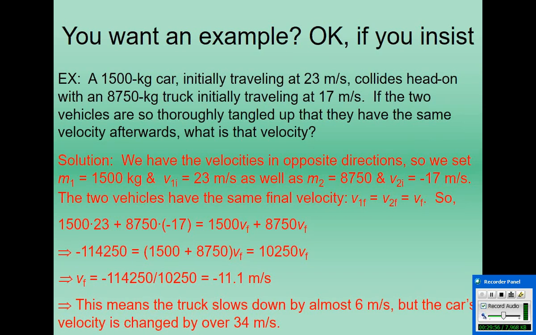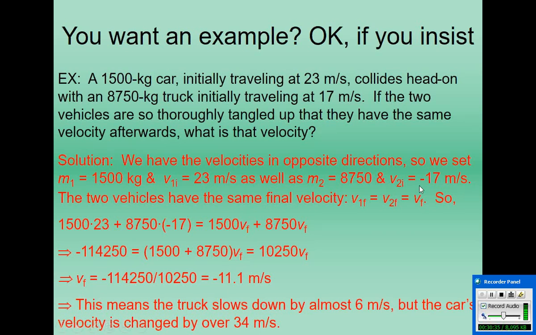And the final velocity should make some sense. We have a car of 1,500 kilograms crashing into a truck of 8,750 kilograms. The truck is almost 6 times more massive than the car. And so the truck's velocity is not going to change as much as the car's velocity. Both of them will have the same change in momentum, but because the mass of the truck is so much more than that of the car, the velocity of the truck doesn't change as much as that of the car. And that's what we see.